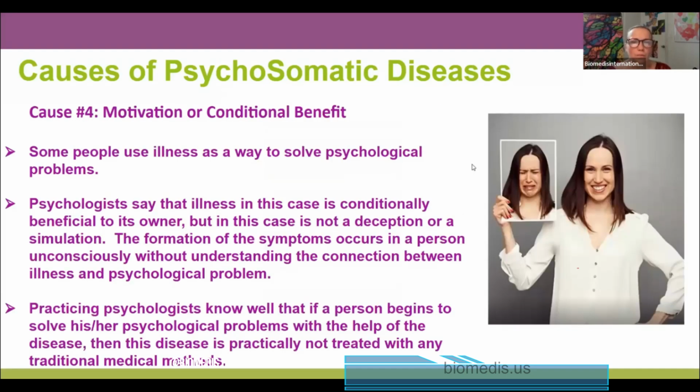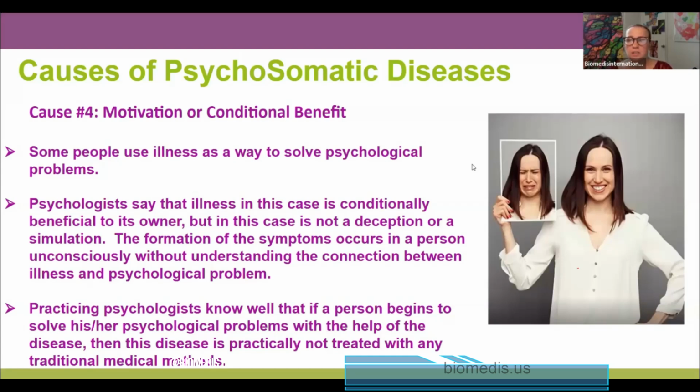Cause number four, motivation or conditional benefits, subconsciously, not consciously. The disease may have some kind of benefit. Some people use illness as a way to solve psychological problems. For example, a child can get sick if he needs a lot more love, or to not go to school, or to bring the parents' relationship together.